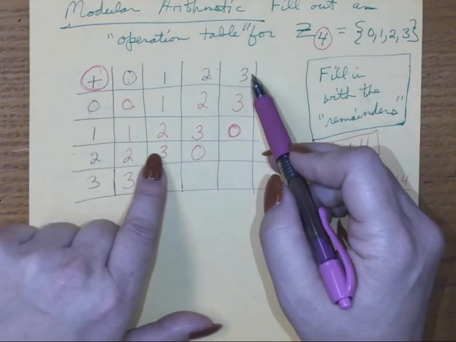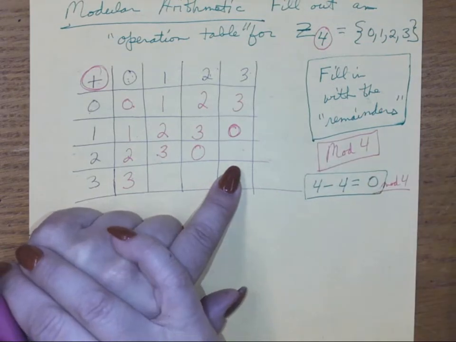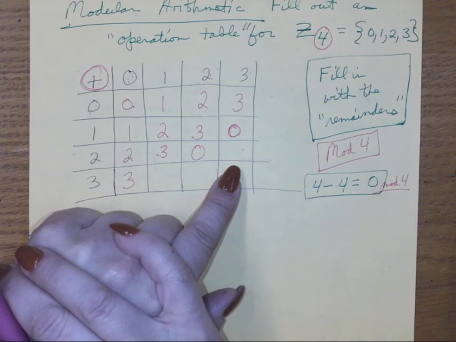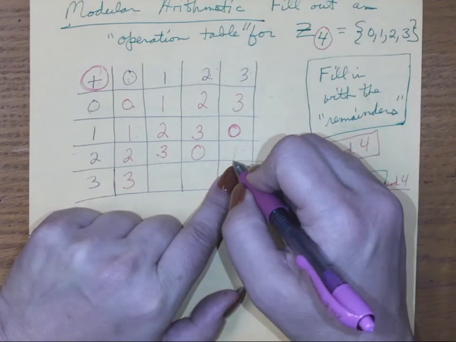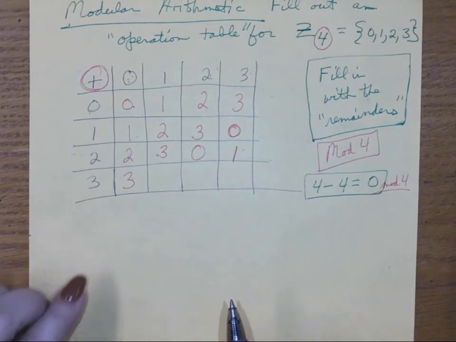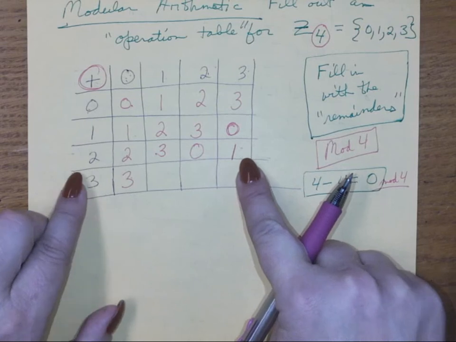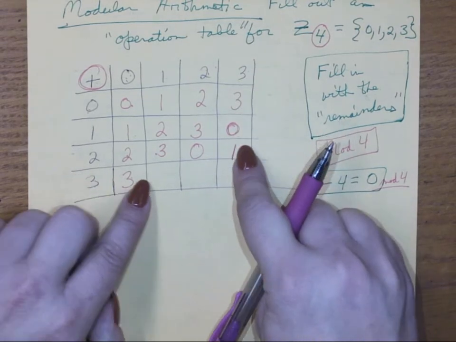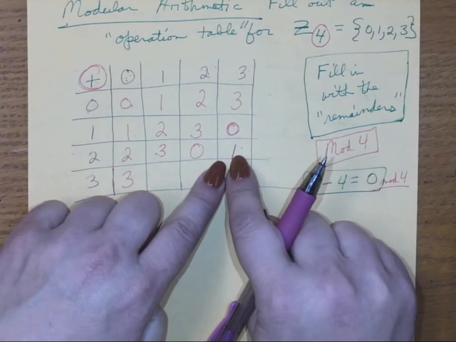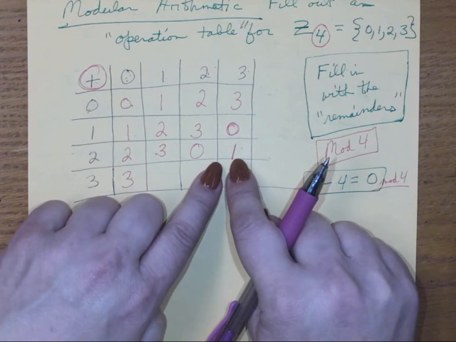And then what about this one? 2 plus 3 is 5, and in my brain I'm thinking, oh, 5 minus 4 is 1, right? That's what I tried to say a minute ago. I jumped the gun. Okay. So that's the remainder. We know in base 10, 2 plus 3 is not a 1. But in mod 4, modulo 4, it is a 1, right?